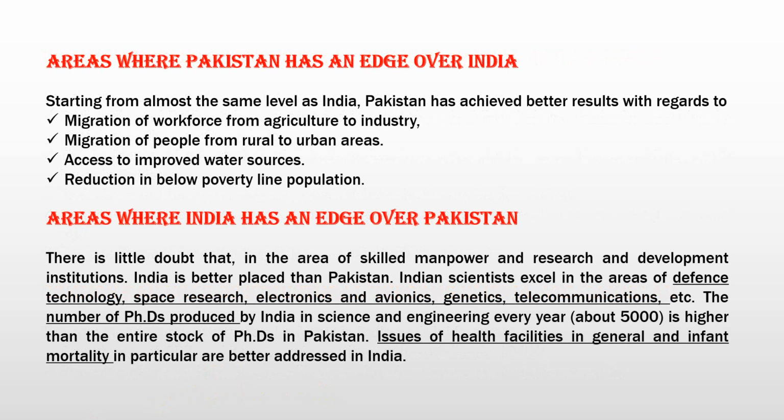Areas where Pakistan has an edge over India. Starting from almost the same level as India, Pakistan has achieved better results with regard to what are these? Number one, migration of workforce from agriculture to industrial sector. More people from agricultural sectors have migrated to industrial sectors in Pakistan. Migration of people from rural to urban areas. Even the people who have migrated from rural areas to urban areas are more in Pakistan.